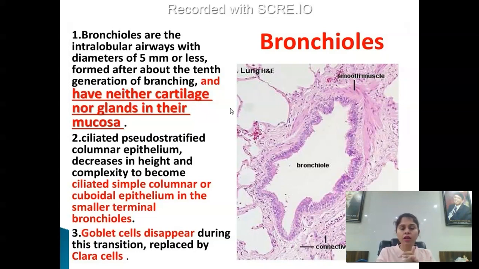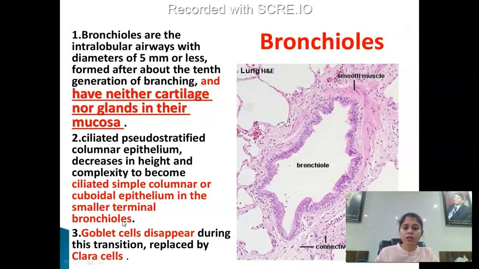Therefore the bronchioles are made up of smooth muscle fibers, so that they can expand and relax very beautifully along with the respiration at the alveolar level, and the alveoli can expand easily because these bronchioles help them to expand and relax, and exchange of gases can take place unhindered and uninterrupted. So they are lined by ciliated pseudostratified columnar epithelium. Because they decrease in height and complexity, they become ciliated simple columnar or cuboidal epithelium in the smaller and terminal bronchioles.